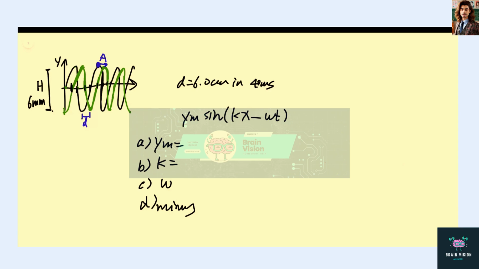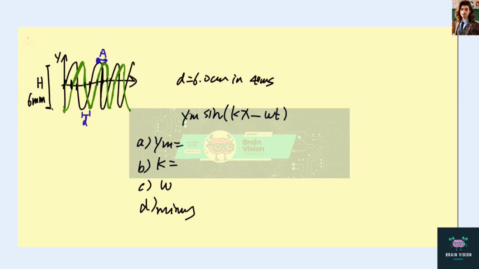So in this question, we have this graph of a standing wave traveling to the right, and we know the peak-to-peak length is 6 millimeter, and it travels by distance d, and then we're given a couple numbers. We say like this peak A, it travels 6 centimeter in 4.0 millisecond.